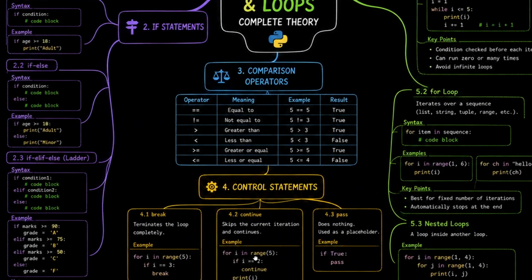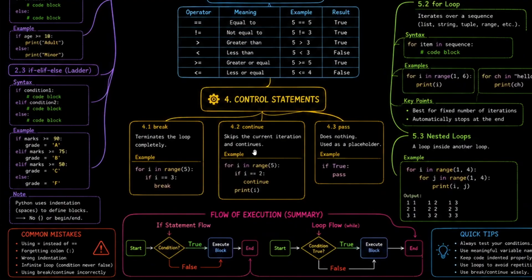Then we have three most important control statements, which are break, continue, and pass. Basically, pass you don't need that much. Mostly we use break and continue. Break basically terminates the loop completely, and it's like you basically are writing a loop.